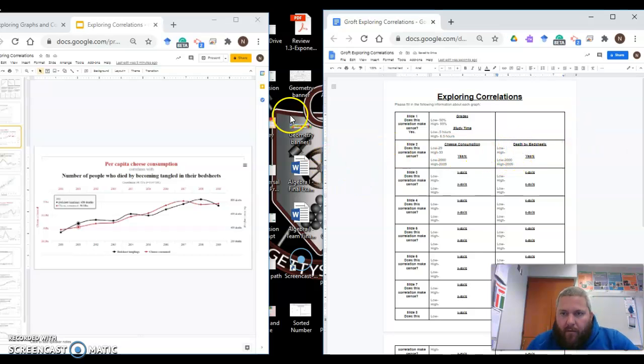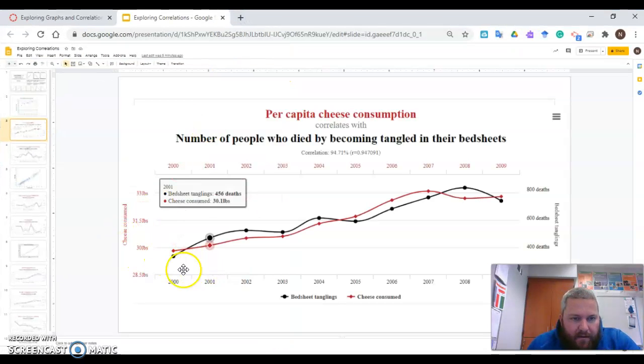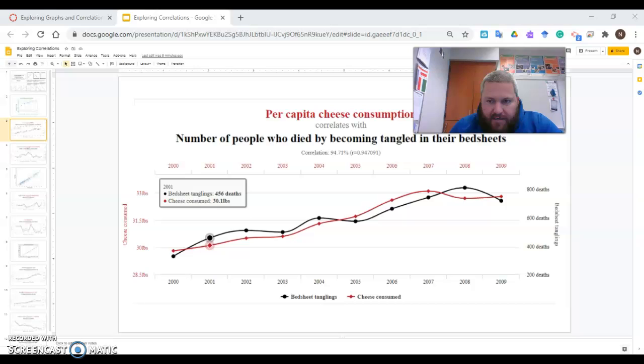The only thing we need to go back into our graph for is to see how many deaths by bed sheets we had. So the death by bed sheets here is in black. So make sure we are matching that up over here with our deaths. It looks like our lowest one here was maybe about 300 deaths, and our highest value, tracing up through, would be about 800.